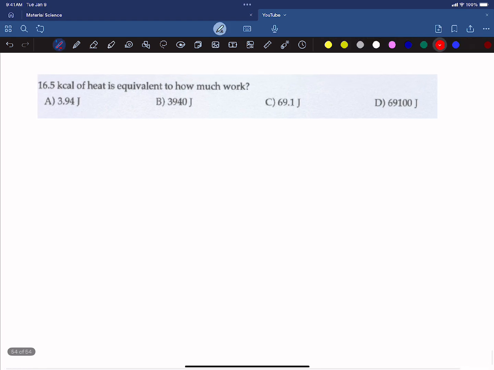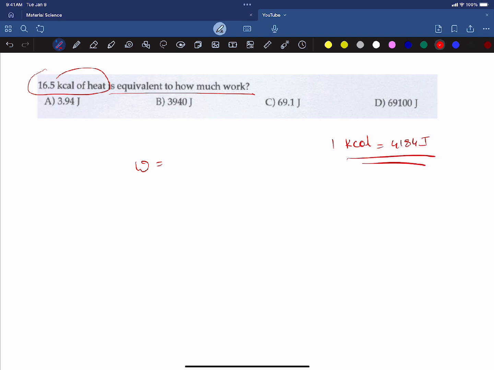So this much heat is equivalent to how much work done. So work is equal to, let's say, 1 kilocalorie is equal to 4184 joule. So work is equal to 16.5 calorie times 4184, which will give you 69156 joule.